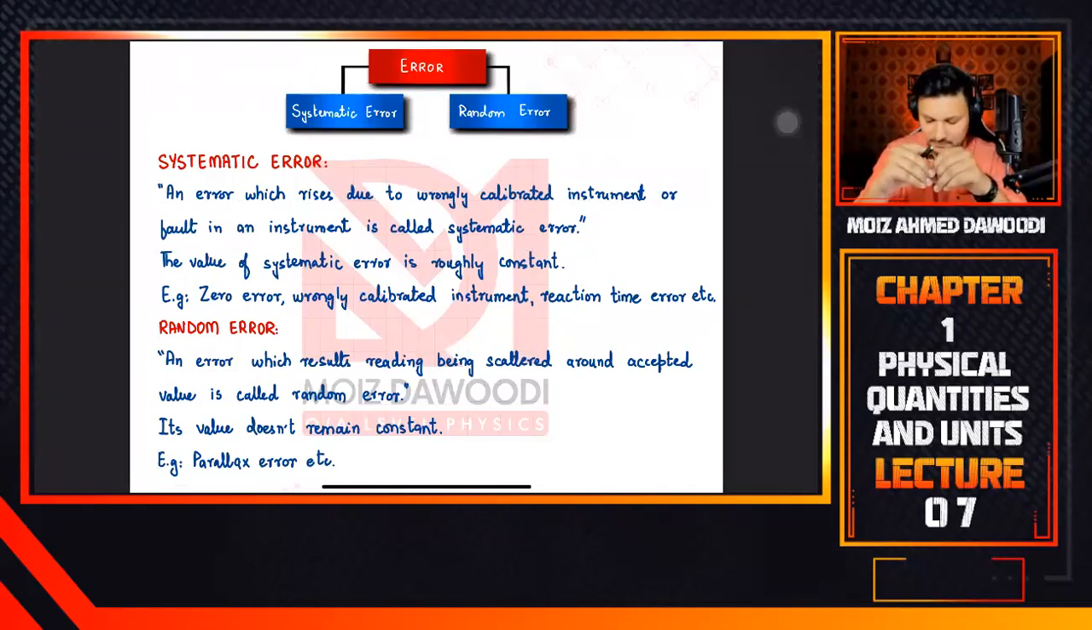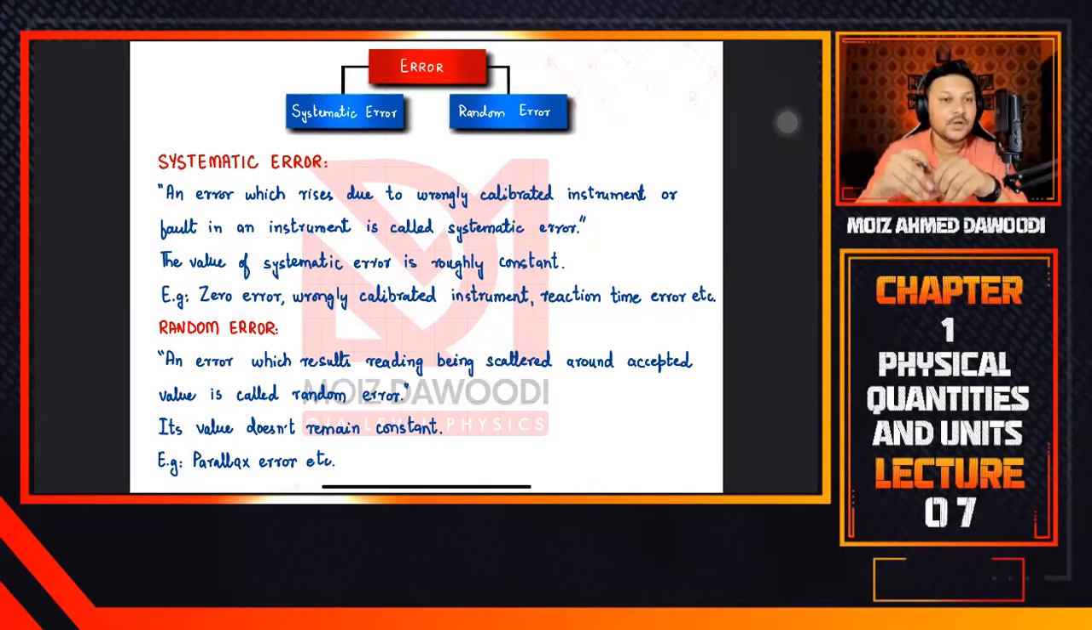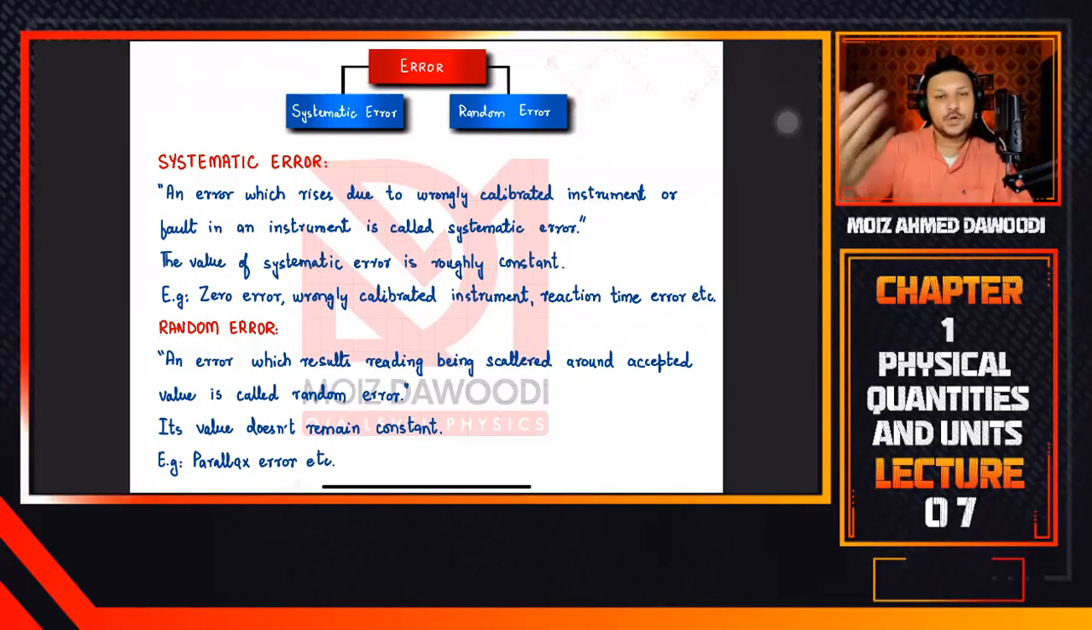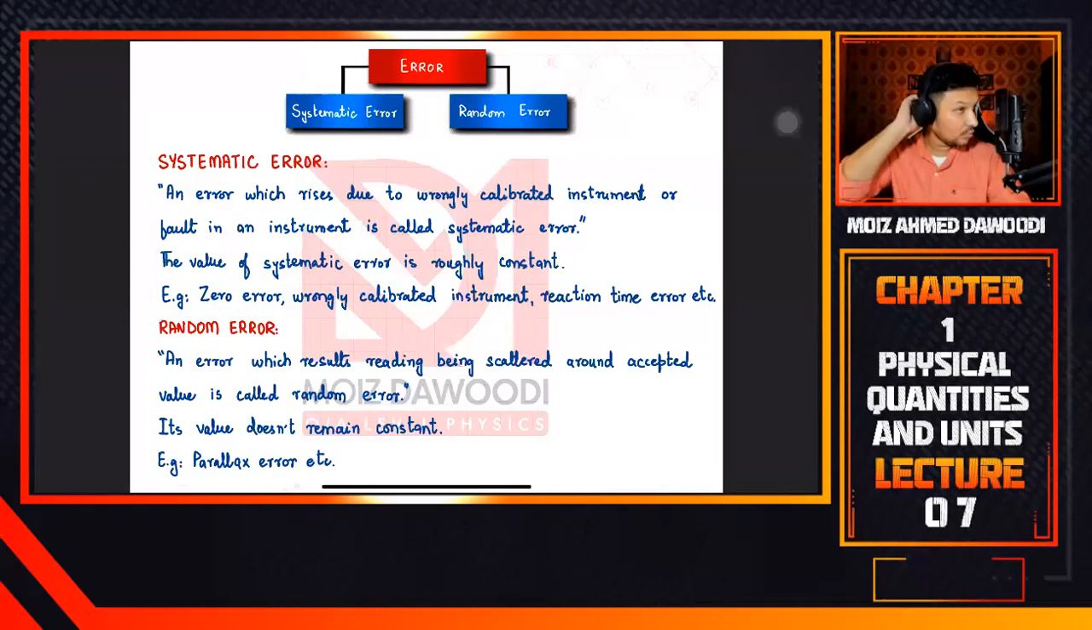ठीक है? Sir, another example of random error क्या हो सकती है? सबसे बेस्ट तो parallax error ही है. Another example of random error could be human reaction error. हाँ, human error हो सकता है. Because if you give stopwatch to the students, not every student will be having the same accuracy. जो reaction time है उसमें सबका different होगा. तो this can also be one of the example of random error.